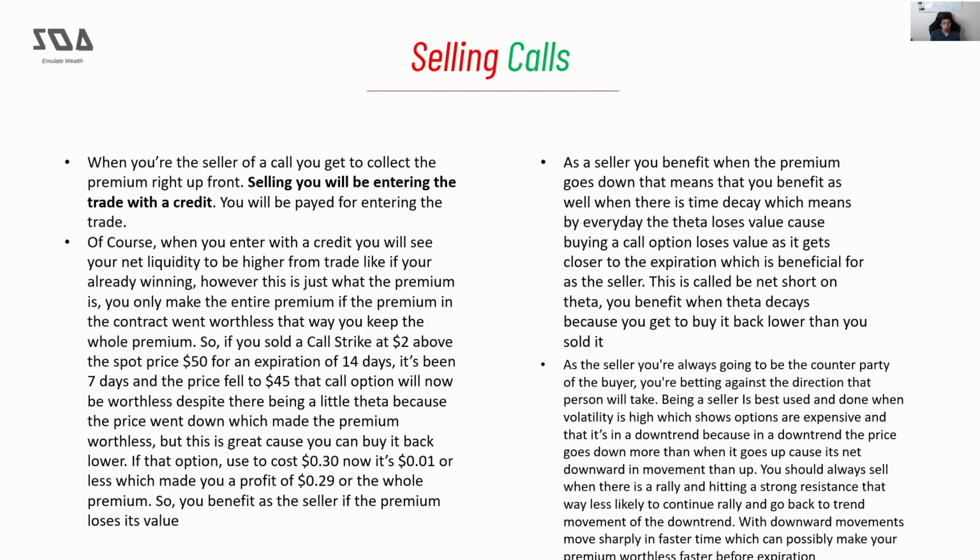So as time passes, like 7 days, and the price went really against it, it definitely will be worthless now. So in this case, let's say you sold an option that cost $30. Now it's at $1, which in total made you a profit of $29, or more if it expired worthless. So you benefit as the seller if the premium loses its value. As a seller, you benefit when the premium goes down.